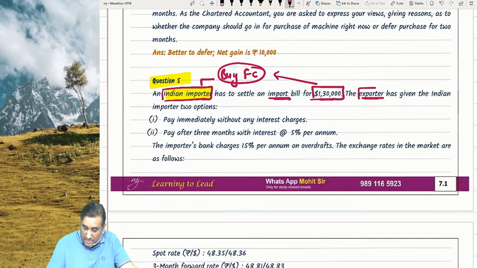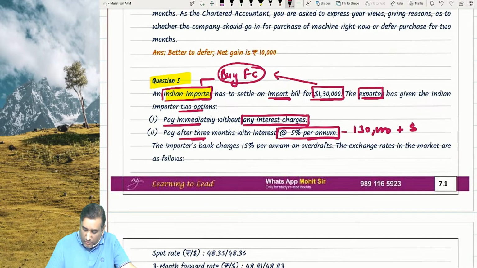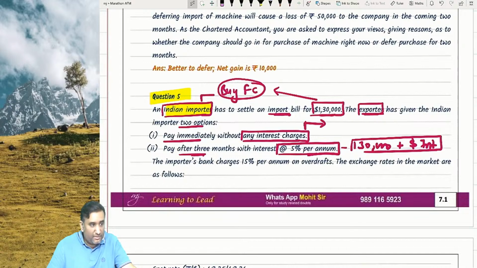The exporter has given the Indian importer two options: pay immediately without any interest charges, that means make a payment immediately in 0 period, or pay after 3 months with interest at the rate of 5%. Exporter tells him, 1,30,000 plus you make a payment of dollar interest, and make a payment in how many months? 3 months. Or pay me immediately. Then when you are paying immediately, if you don't have the money, you'll do what?